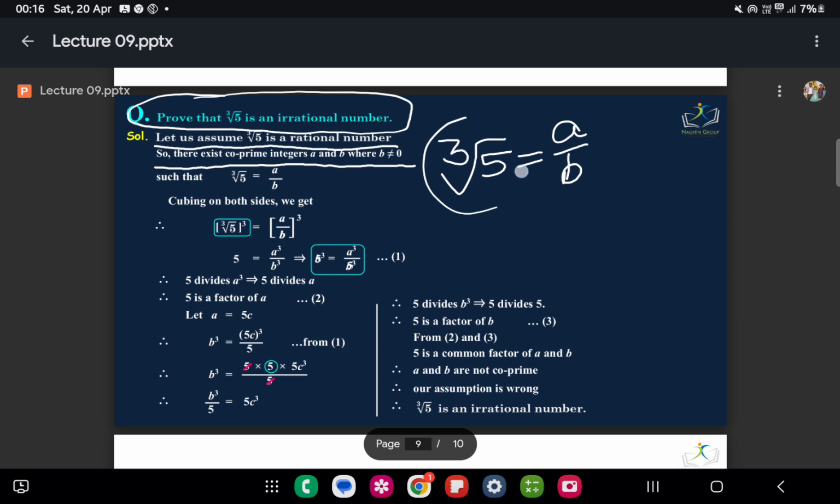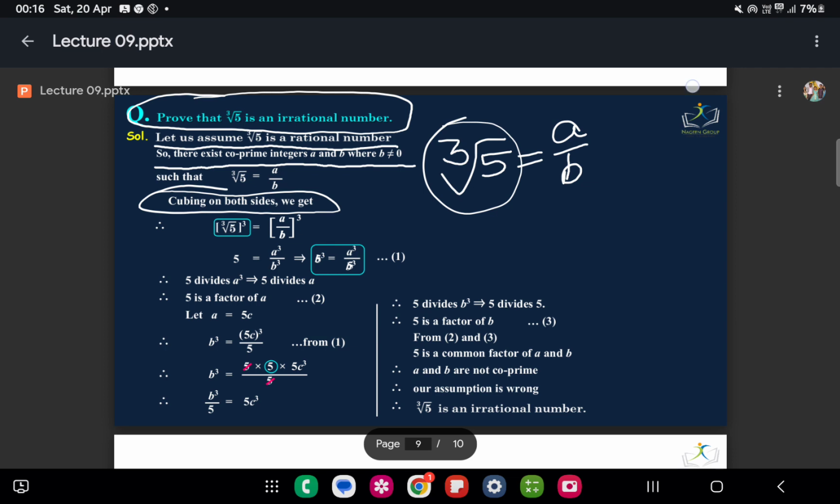Here, a cube root is already there. Till now we have studied square roots. So if a cube root is there, we have to cube. Earlier we said squaring on both sides; now we have to say cubing on both sides. This is the next step. We have to cube both sides.